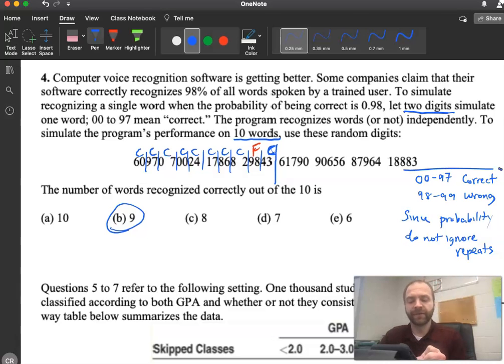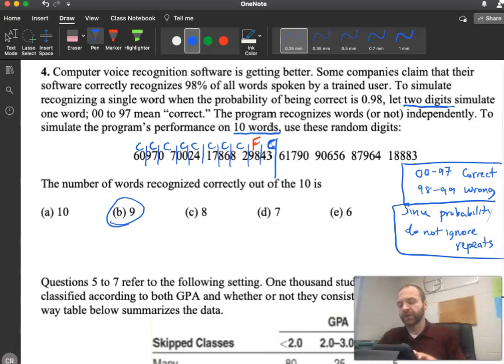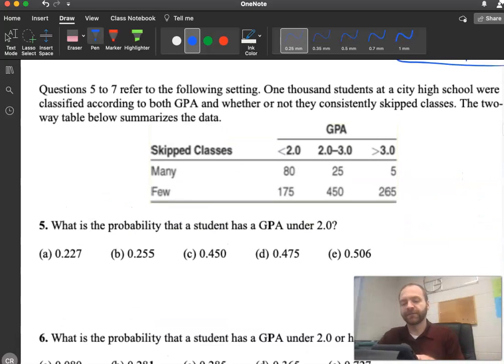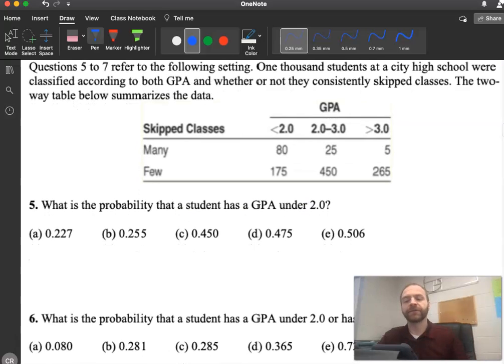You just got to remember what it's telling us to do. And remember when it says this statement, they're independent of each other, we have to realize that's giving us a hint that since we're dealing with probability, we do not ignore repeats. All right, question 5 refers to this setting. 1,000 students at a city high school were classified according to both GPA and whether or not they consistently skip classes. This two-way table is going to help us.